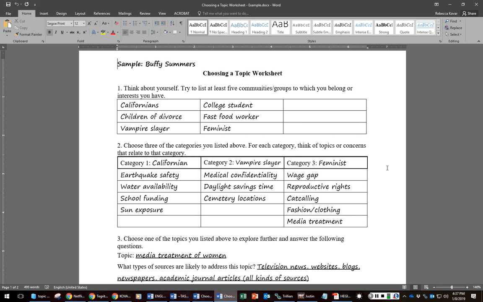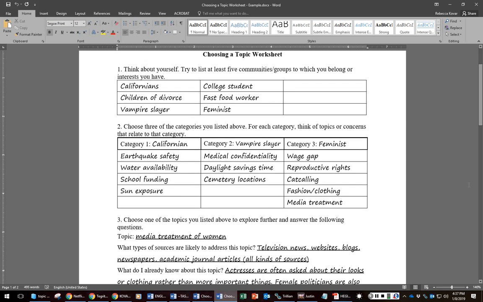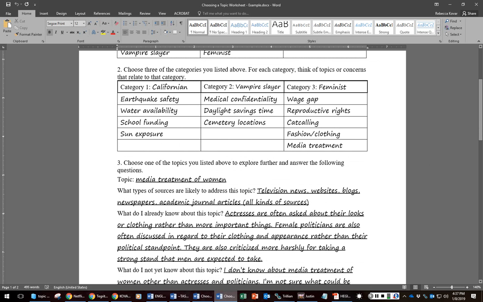For this worksheet, I ask you to pick 3 of those categories, and you'll notice you have 9 blanks. You don't necessarily have to fill all of them in, but you should try to fill quite a few in so that you have choices to choose between. So Buffy has chosen 3 categories to explore, being a Californian, being a vampire slayer, and being a feminist. So as topics that might affect her as someone who lives in California, earthquake safety might affect her, water availability, school funding, or sun exposure. Those are all things she might consider.